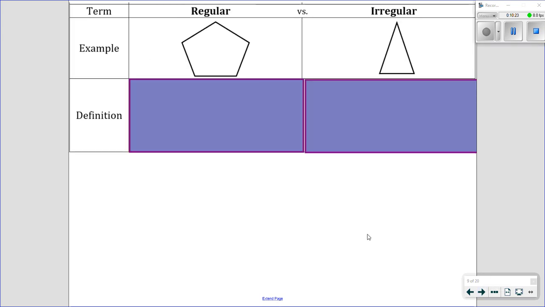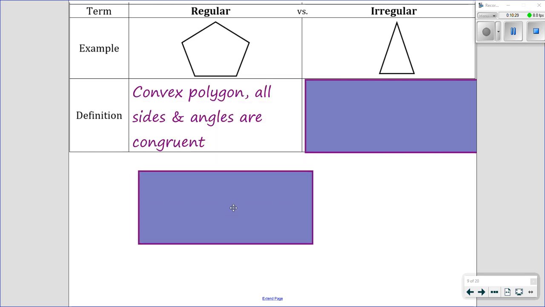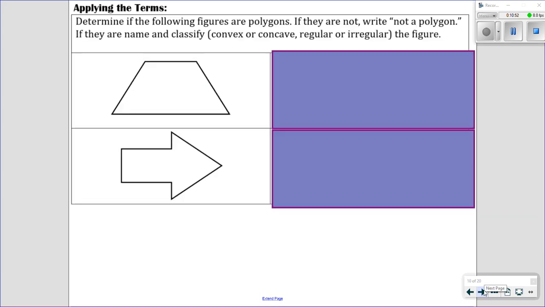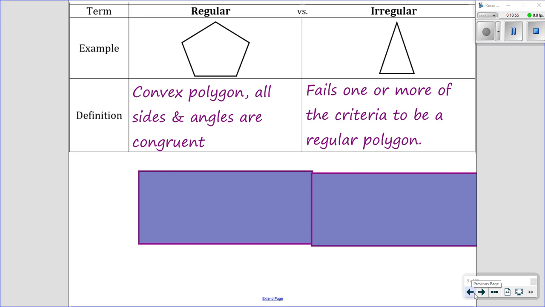Another type of classification is regular or irregular. Regular means that, for a convex polygon, all the sides and angles are congruent. When it's congruent, everything is the same. It's regular. The opposite of that is irregular. So if it fails one or more of the criteria to be a regular polygon, this isn't regular. I thought there was another classification. Sorry, there's only two classifications. I'm going crazy here. So it's regular or irregular, and convex or concave.